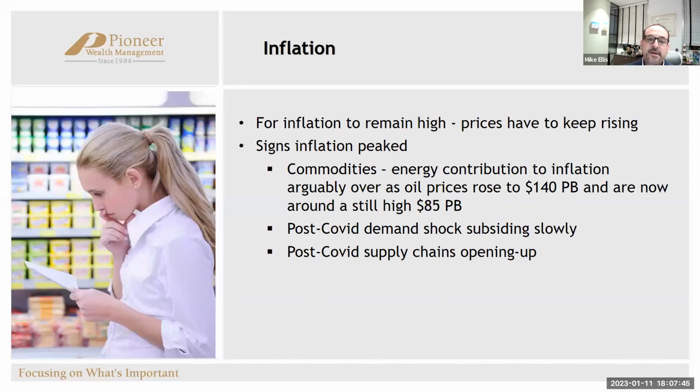Okay, so inflation. Now, remember with inflation, in order for inflation to remain high, prices have to constantly rise. If something cost $100 last year and is now 110, inflation is 10%. But in order for inflation to remain at 10%, that product has to cost 120 next year. I know that sounds very trivial, but people forget that it's not just that prices went up and they're now expensive. They have to constantly keep going up. And that's what the Fed is going to try to control.